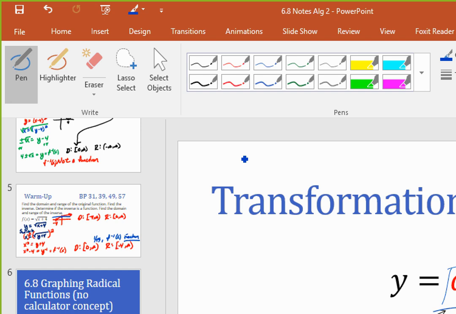And then the k outside of the radical, that's as is. That's that vertical shift. If it's plus 5, it's going to move up 5. If it's minus 5, it's going to move down 5. So there's no tricks going on with that one, but that is going vertical. Under the radical is left and right, and it's counterintuitive. Plus means left, minus means right.